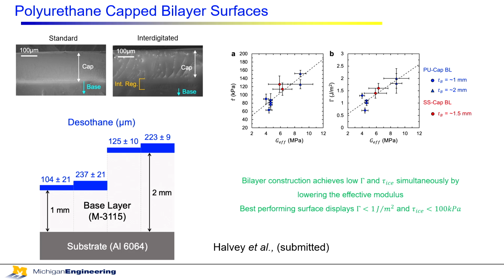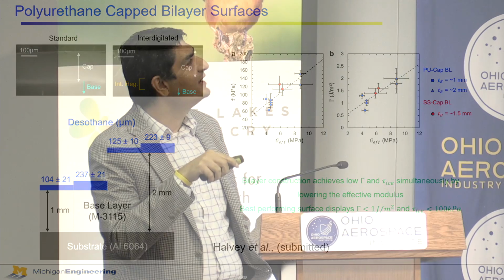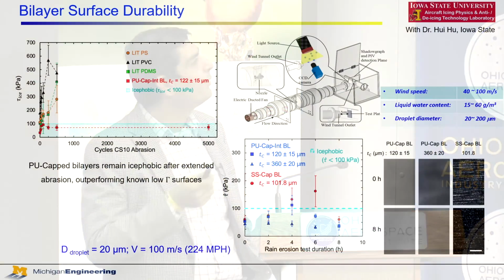And kind of show how well it scales with that effective modulus, the ice adhesion strength, and interfacial toughness, essentially showing that the actual experiments match the predictions. Now, this is probably the most important one to show.